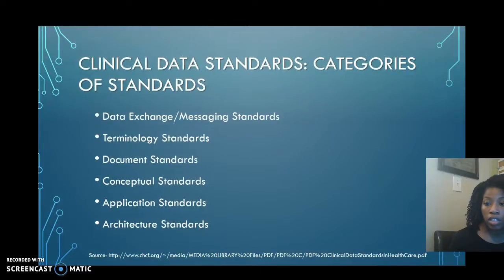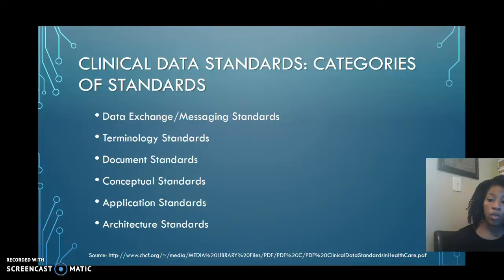The list here acknowledges the categories of the standards for clinical data. I'll explain a little bit about each. The Data Exchange Messaging Standard allows for transactions to flow consistently between systems or organizations because they contain instructions for format, data elements, and structure. The Terminology Standards provide specific codes for clinical concepts such as diseases, problem lists, allergies, medications, and diagnoses that might have varying description in a record.